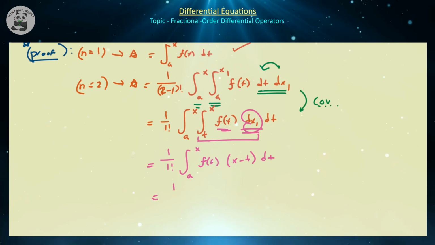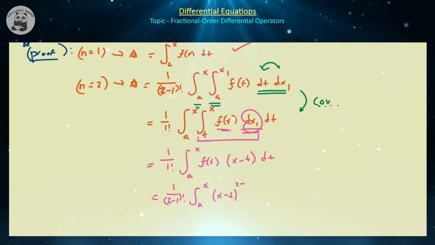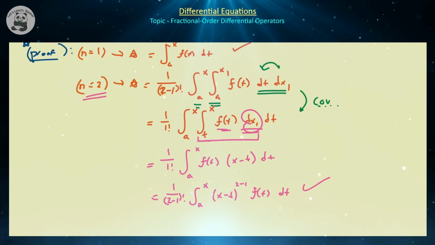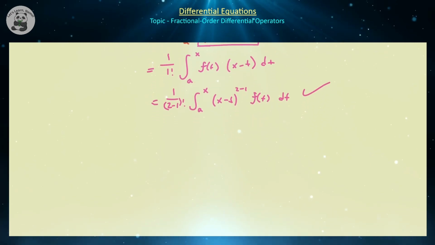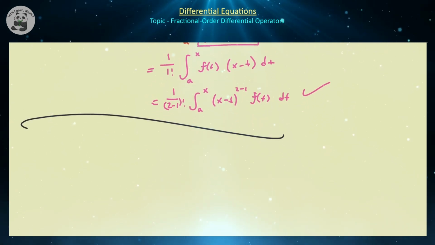and that's precisely what the identity, at least for us, says, because this is just 1 over 2 minus 1, the quantity factorial, times the integral from a to x, and then we're going to have x minus t to the power of 2 minus 1 times f of t dt. So it definitely satisfies for n equal to 2, and then you can extend that with mathematical induction to any natural order n. Right? So what exactly are we going to do with this?